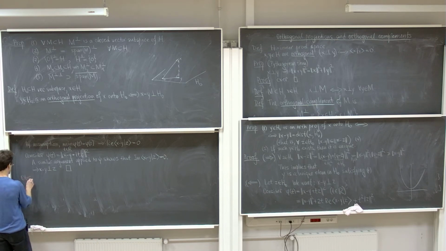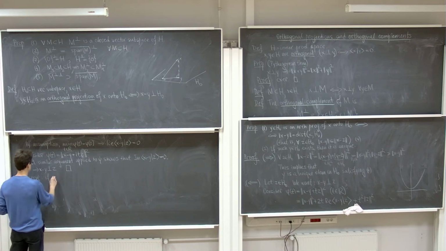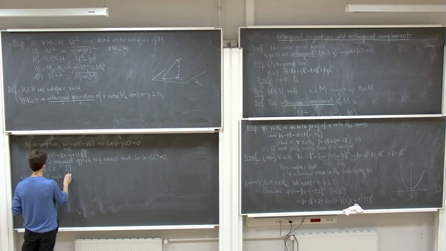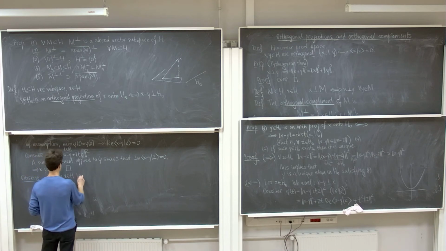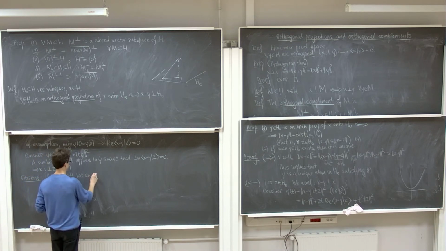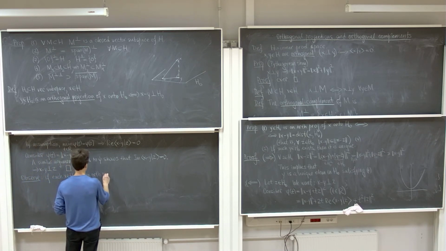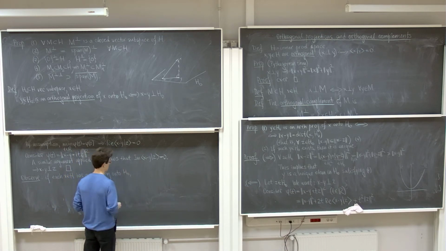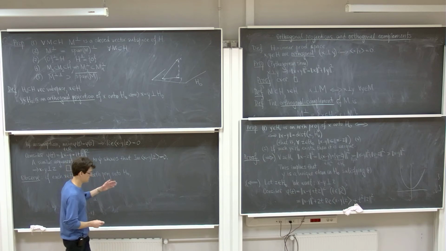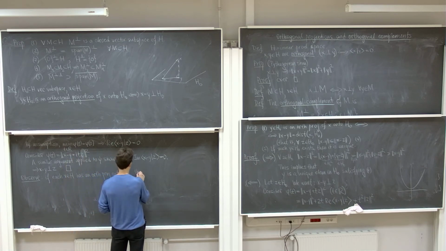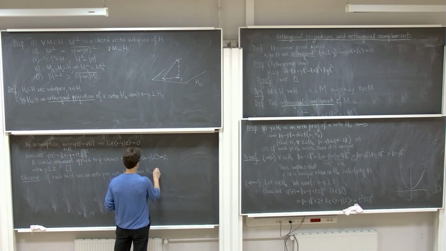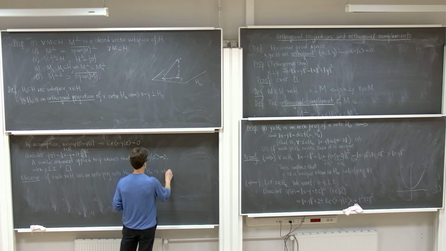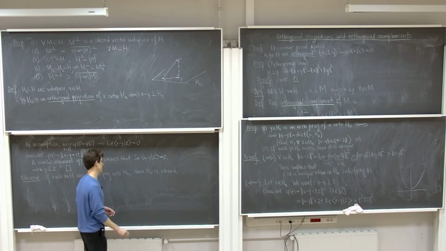We observe that if each element x in H has an orthogonal projection onto H0, then H0 has to be closed. H0 is closed in H.